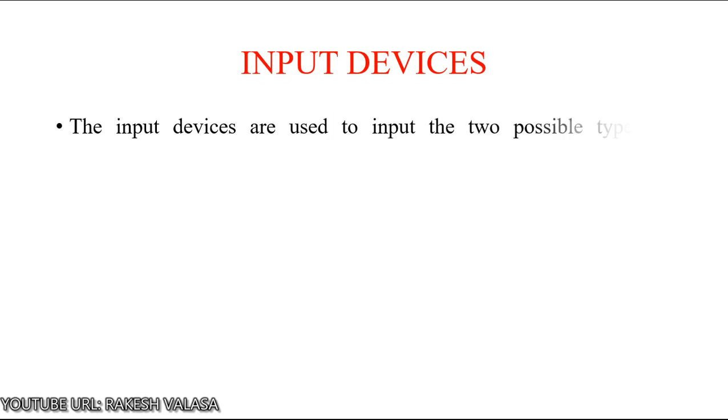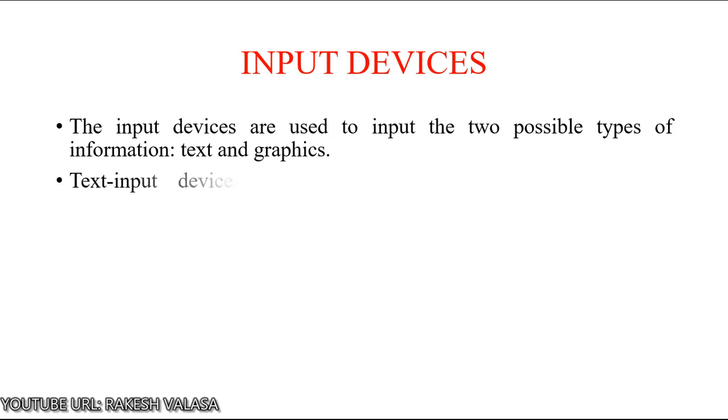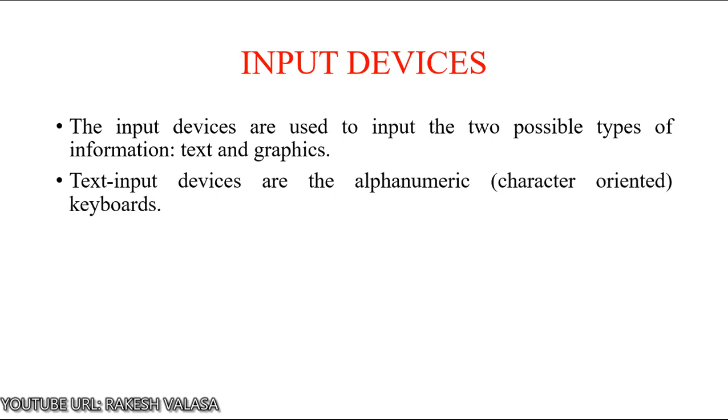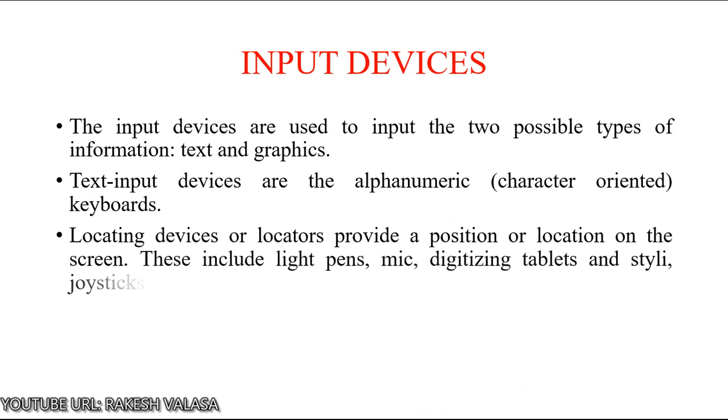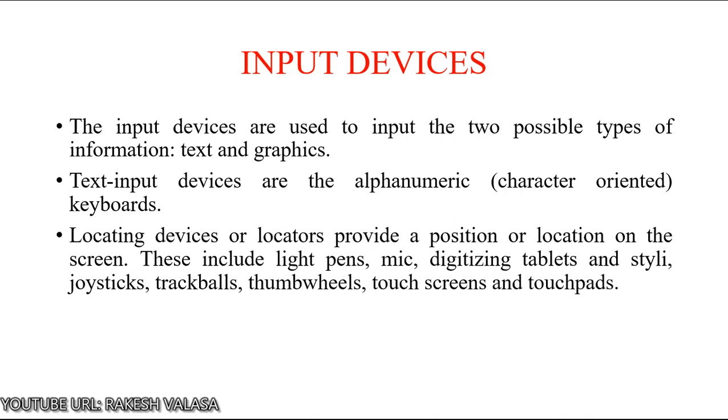The input devices are used to input the two possible types of information, that is one text, another one is graphics. The text input devices are the alphanumeric keyboards, and also it is called as character oriented keyboards. The another one is graphics. In the graphics, keyboard comes under locating devices. Locating devices are locators provides a position or location on the screen. These include light pens, mice, digitizing tablets, and styli, joysticks, trackballs, thumb wheels, touch screens, and touchpads.